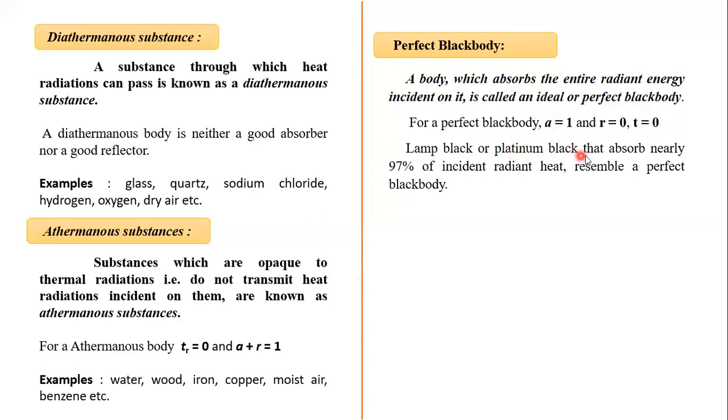Lamp black or platinum black absorb nearly 97% of incident radiation, and that body is considered as a perfectly black body. Not a single body in the universe absorbs 100% heat radiation. But the body which is coated with lamp black absorbs 97% or 98% of heat radiation.